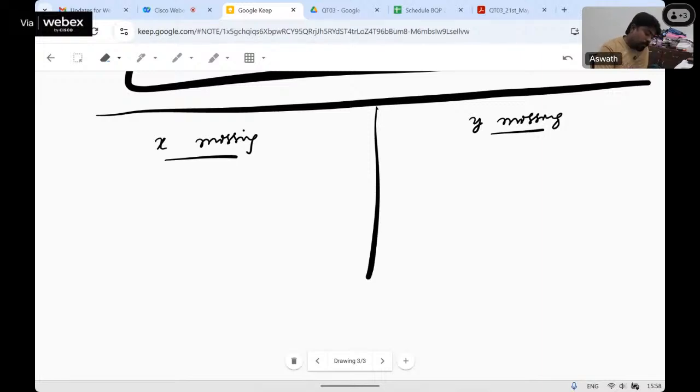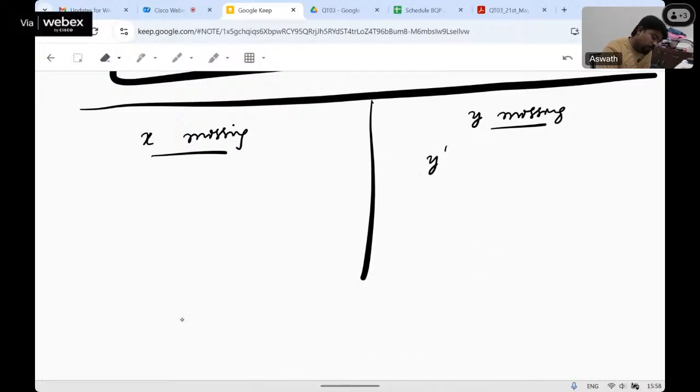Right, okay, when y is missing, what you do is we just introduce y prime is equal to p and y double prime is equal to just p prime. That's all. That is what you do.